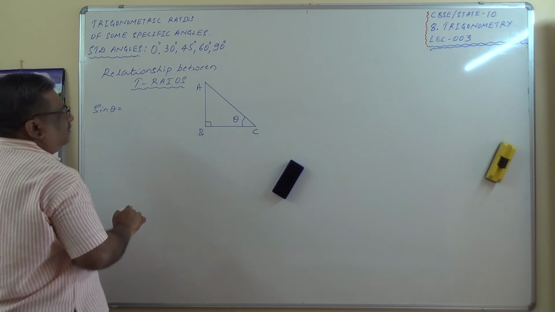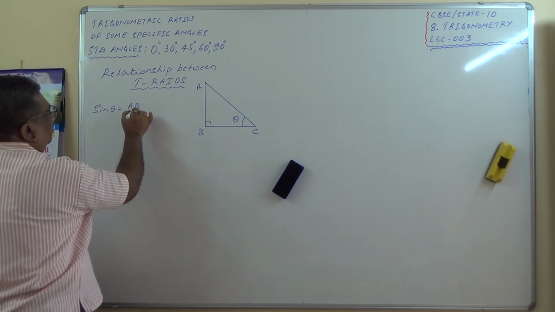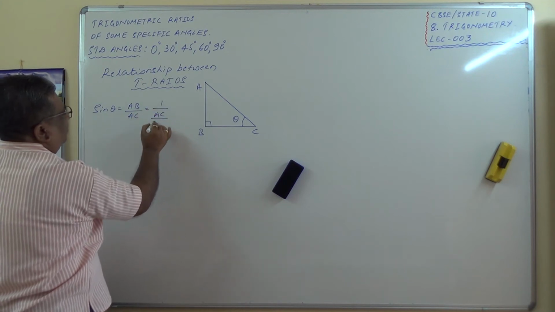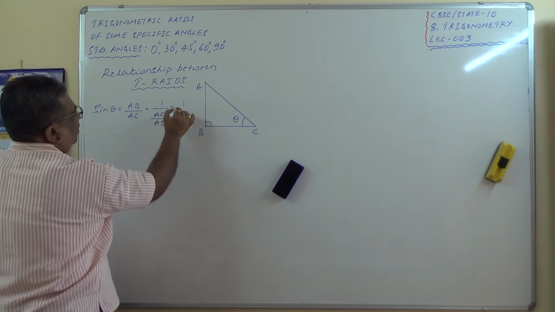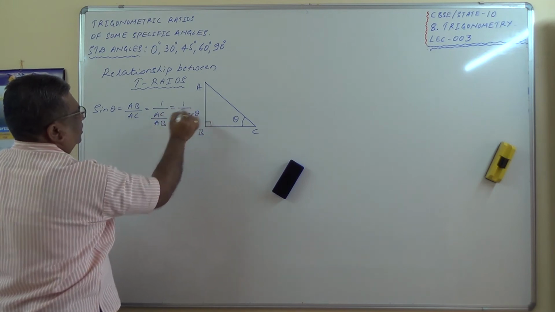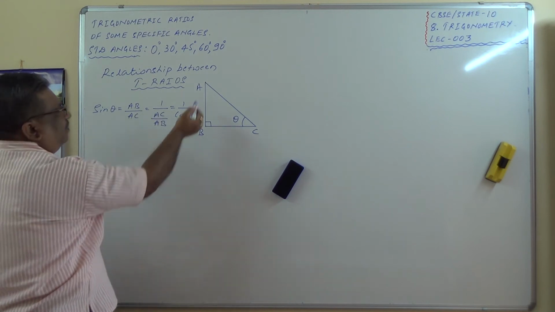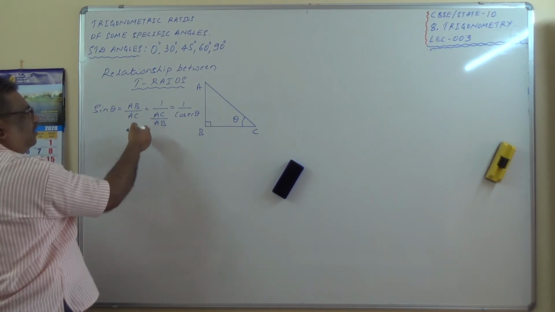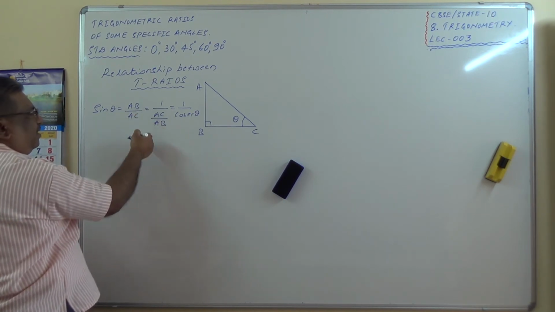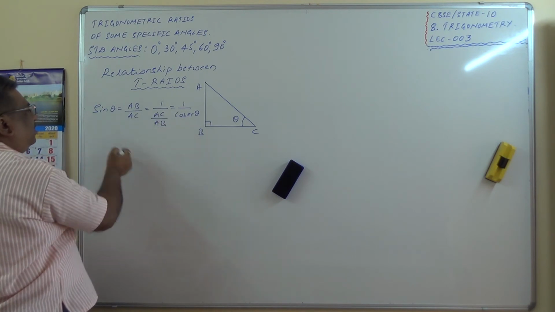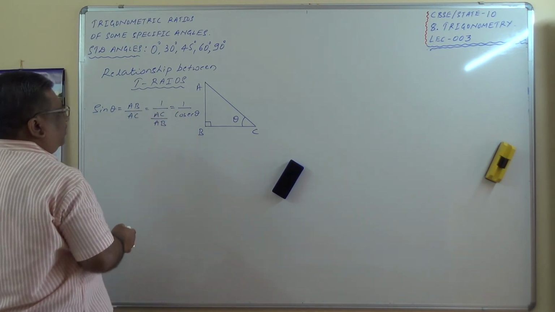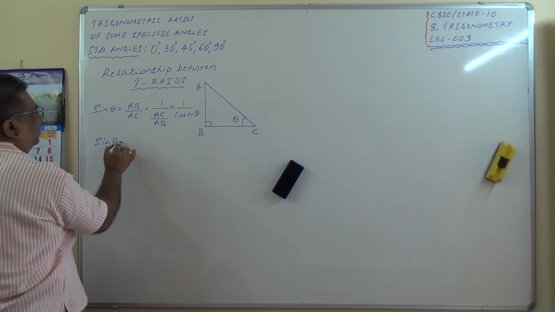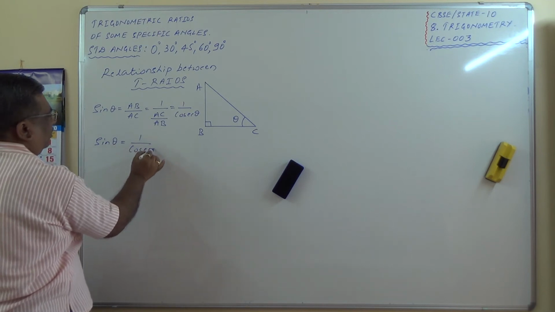See, sin theta equals AB by AC, which equals 1 divided by AC by AB, which equals 1 divided by cosec theta. Because AC by AB is cosec theta. What I did, took AB in the denominator over here, and this ratio is cosec theta. So sin theta and cosec theta are reciprocal to each other. I hope you are able to understand. Means sin theta equals 1 by cosec theta.